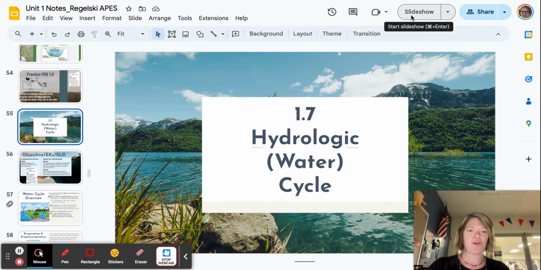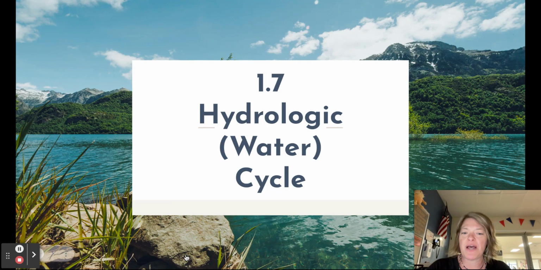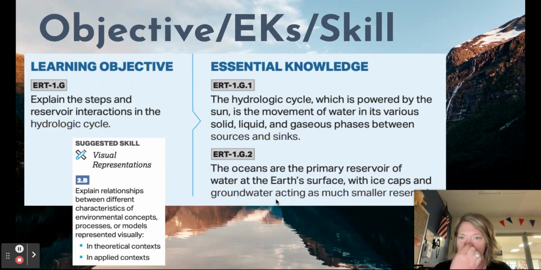Okay, so we are going to jump into 1.7 notes, which are all about the hydrologic cycle. You guys probably know it more commonly called the water cycle. So let's go ahead and get started here.